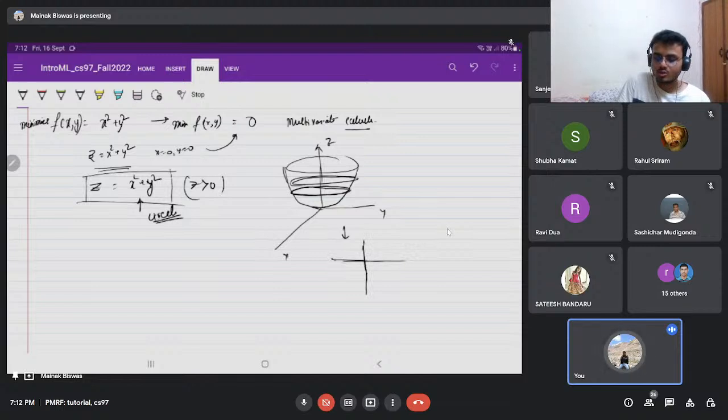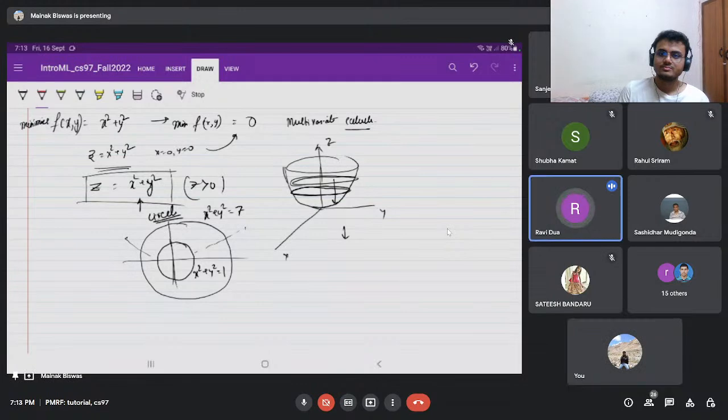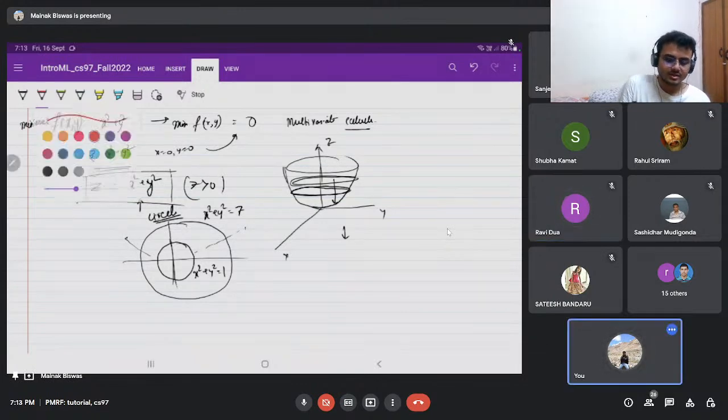So what's a contour plot? You just project this on the xy plane. Say this is x square plus y square is equal to 1, this is x square plus y square is equal to 7, and so on. So you have increasing circles outwards. Is this plot clear? This will give you the understanding for how to derive the Lagrange multiplier. Is this okay? Yes, sir, the plot is clear. That's great.